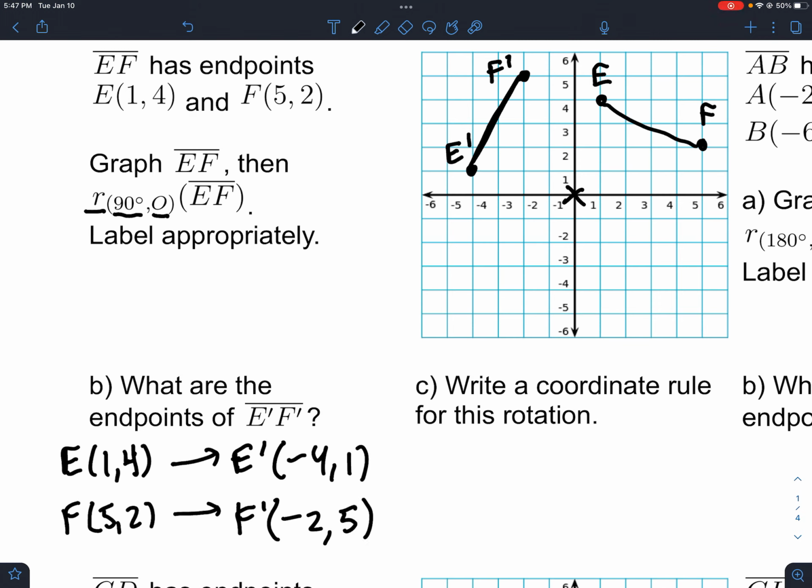So for the coordinate rule, we want to take a look again and see how did the generic point move. And we can see here that the 1 moved to the end. And the 5 that was in the X position moved to the end. So this is going to end with X. And the 4, the Y, ended up moving up front, didn't it? And then we slapped a negative sign with it. So that's why the rule for rotating 90 degrees around the origin is that. Okay, and that'll be given to you.